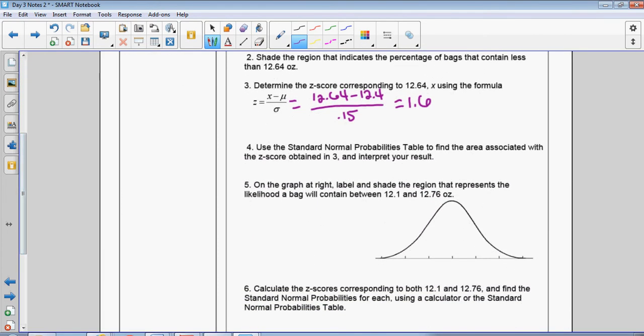And then you're going to use the standard normal probabilities table to find the area associated with the z-score in problem 3. So for 1.6, you get 0.9452, which means 94.52% of the bags contain less than 12.64 ounces.